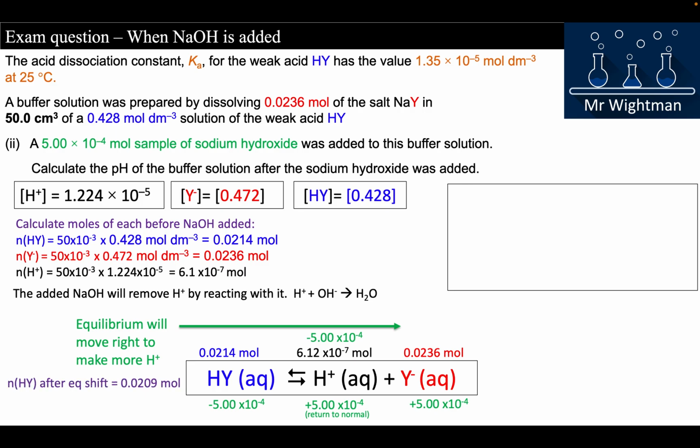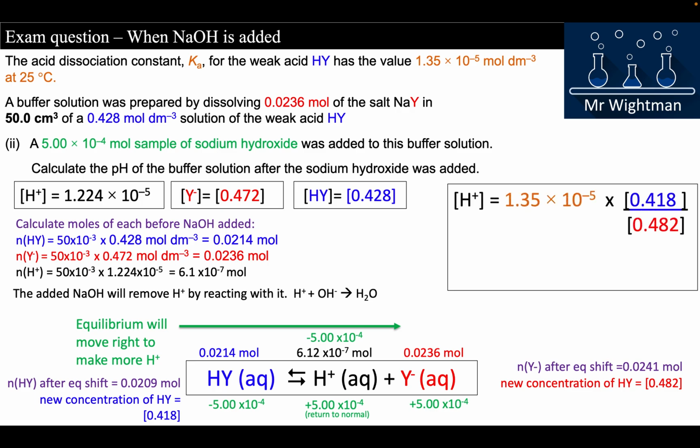So to reflect those changes, the moles of HY after the equilibrium shift will be 0.0214 minus the 5 times 10 to the minus 4, which gives me 0.0209, and in 50 centimeters cubed, my new concentration of HY will be 0.418. That's important, so I need to use that later. The moles of Y minus after the equilibrium shift: it was 0.0236, I've added 5 times 10 to the minus 4, that gives me 0.0241 moles of Y minus. And you have to remember, this is in 50 centimeters cubed. You must work out the new concentration, and that is 0.482.